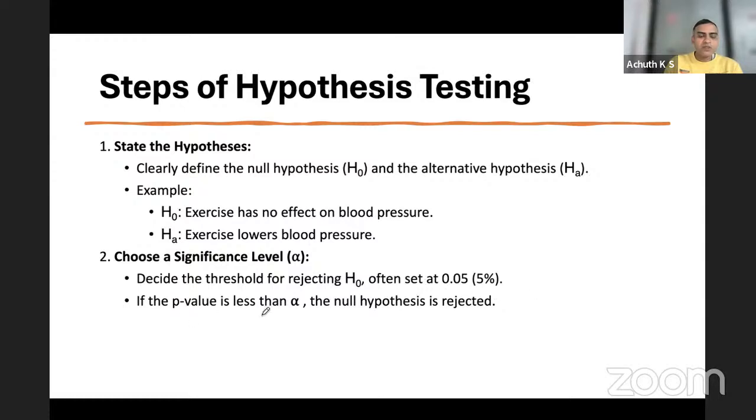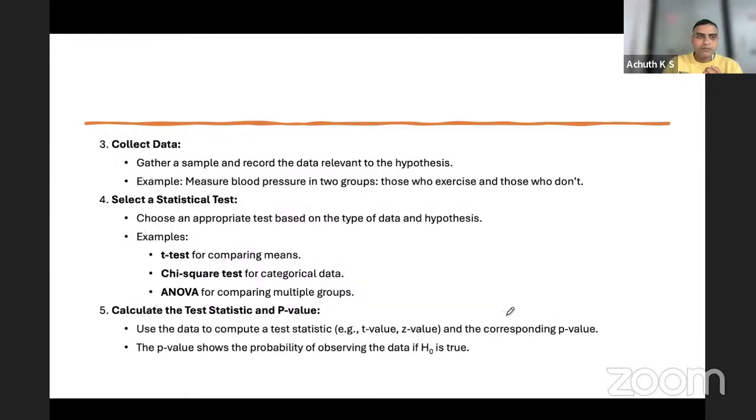If the p-value is less than alpha, that is less than 0.05, the null hypothesis is rejected. Please do understand, you don't accept the hypothesis here. You reject the null hypothesis. You don't talk about the alternative hypothesis. The moment you say the null hypothesis is rejected, that means the alternative hypothesis is accepted by default.